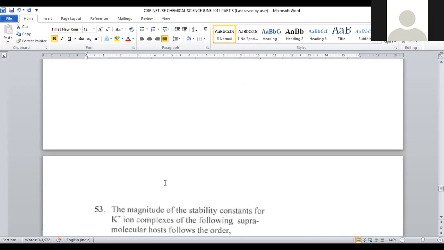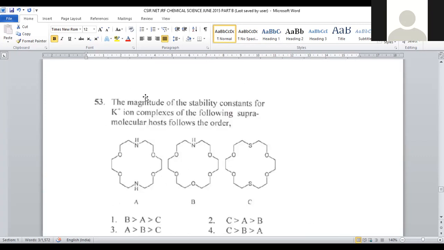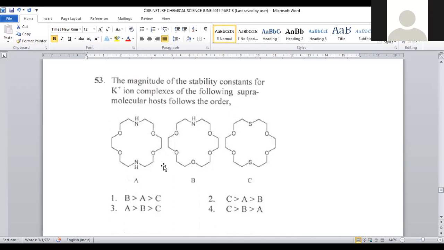Let us move on to question number 53. It is a part of supramolecular chemistry. These are called crown ethers. The magnitude of the stability constant for the K+ potassium ion complex for the following supramolecular hosts, in order. These 3 are the supramolecules. We can clearly say here we have oxygen, oxygen, nitrogen, nitrogen, oxygen, oxygen. In compound 2, 5 oxygens and 1 nitrogen. In compound 3, 4 oxygens and 2 sulfur atoms are there.